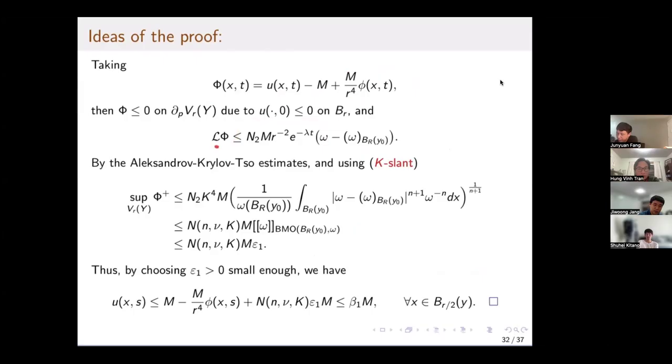Okay, then we apply the operator L to this capital phi. We get this guy and apply the Alexandrov-Krylov-Tso estimate. And using K slant, we will have this condition, right? Well, we assume this one too. So this is where we came up with this condition. And finally, if we choose this epsilon small, we will have our conclusion.